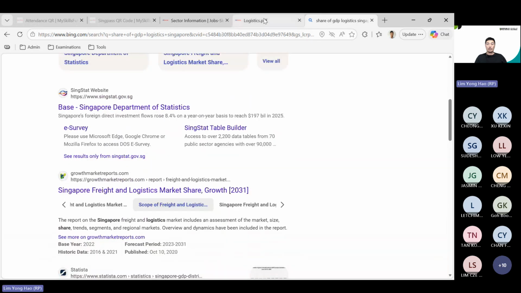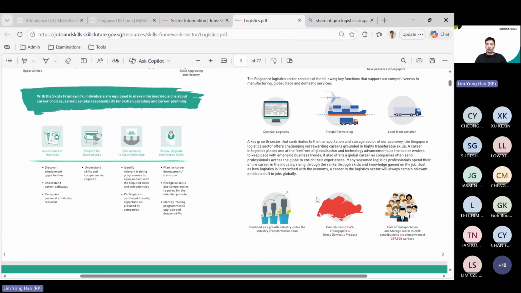We don't have the GDP figures unless we go search a bit more, but 7.4% previously, which is very substantial. It's a big share of our economy, so definitely a growth industry, and they need this kind of amount of people. In terms of demand in this industry, at the point of time when they were doing it in 2015, you need about 250,000 people, which is actually about 1/8 of the Singapore workforce really.